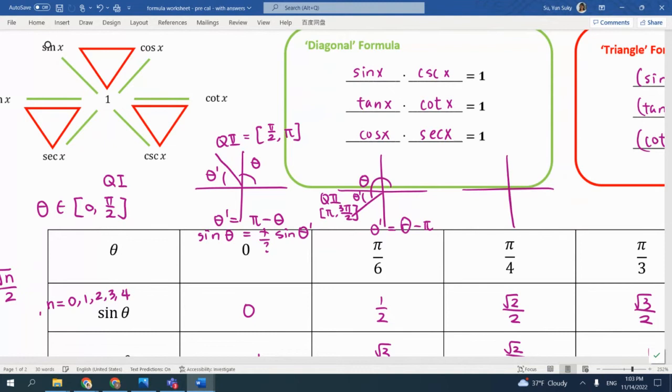And then the last one, quadrant 4. This is theta, and this is theta prime. Therefore, theta prime is 2 pi minus theta. So are you okay with all of those? Quadrant 4 is from 3 pi over 2 to 2 pi. Right, everybody? Do you remember those reference angles?